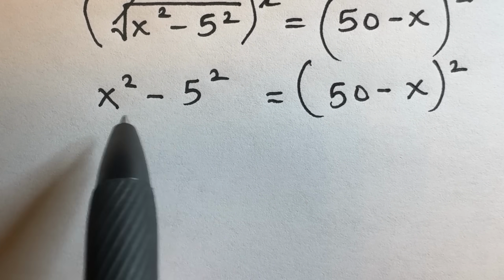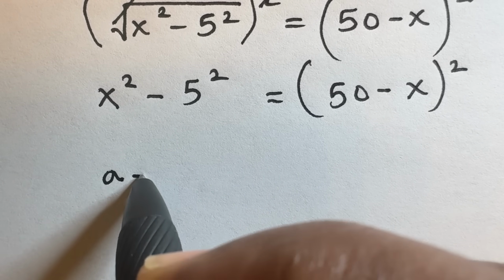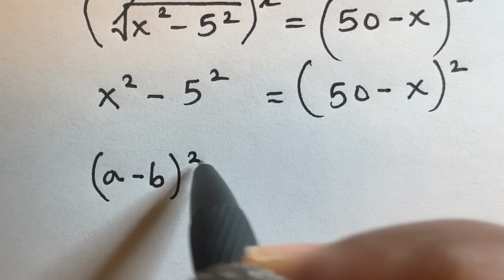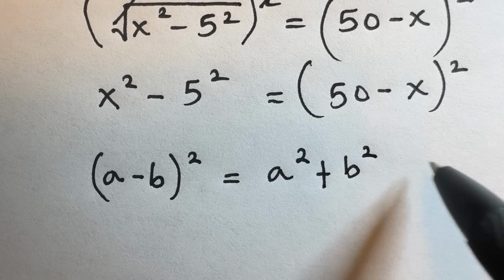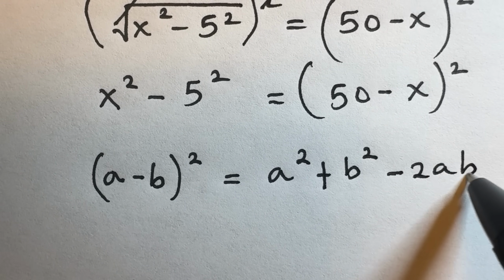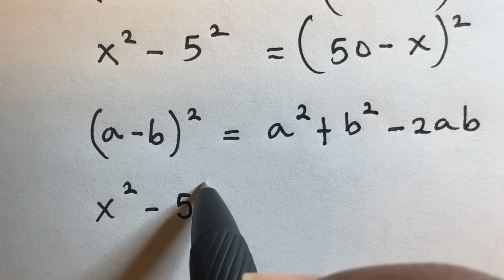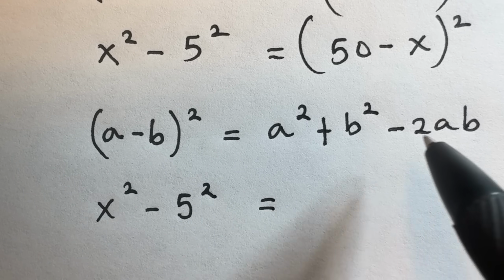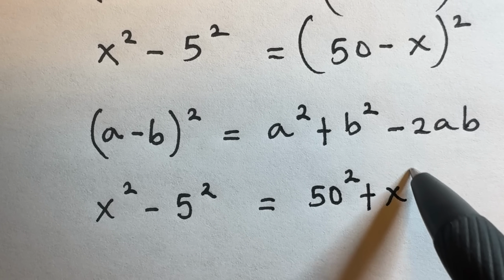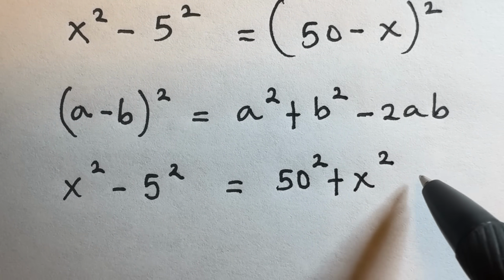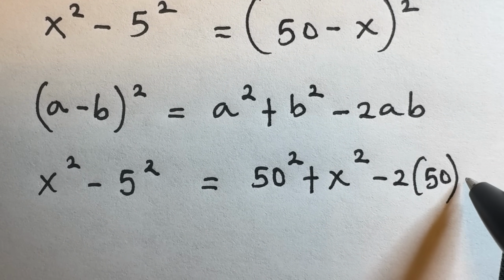Here we see difference of two squares again, but let us first expand this side. Given a minus b raised to power 2, by expansion we get a squared plus b squared minus 2 times a times b. So we have x squared minus 5 squared is equal to, this will be 50 squared plus x squared, then minus 2 into 50 into x.